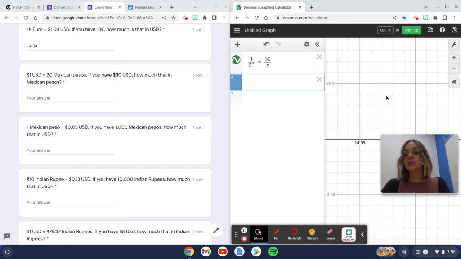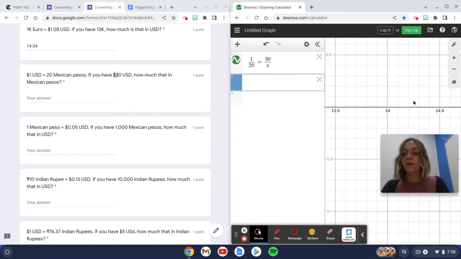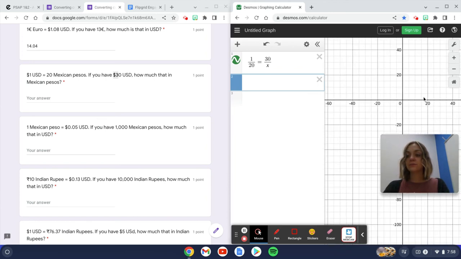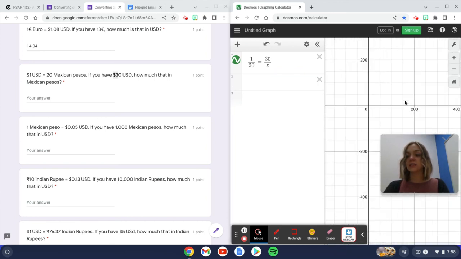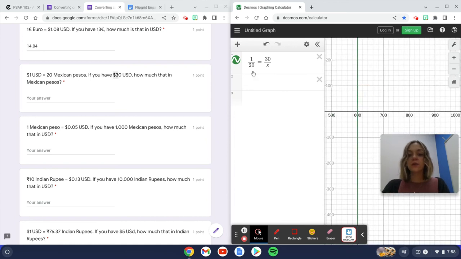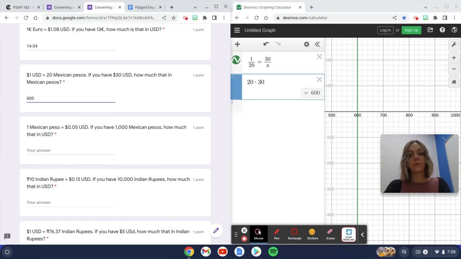So again, what we can do is either zoom out until you find where your line is and then zoom in on that value, which might take you a second because this is kind of a lot. Or what you can do is say 20 times 30 equals 1 times x, which is just x. So 20 times 30 gives you an answer of 600, which would be what we've got here.